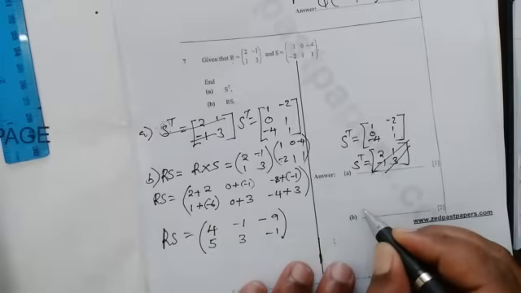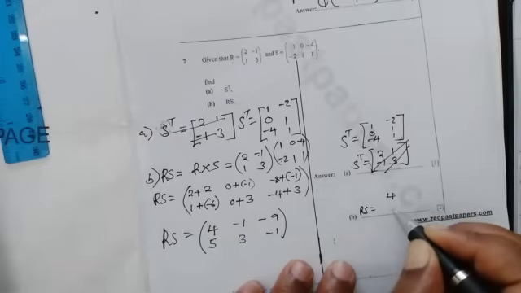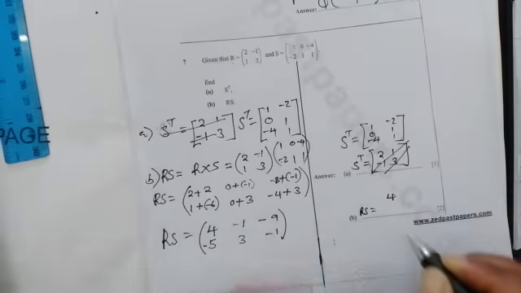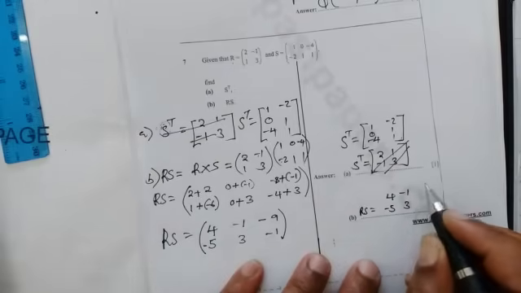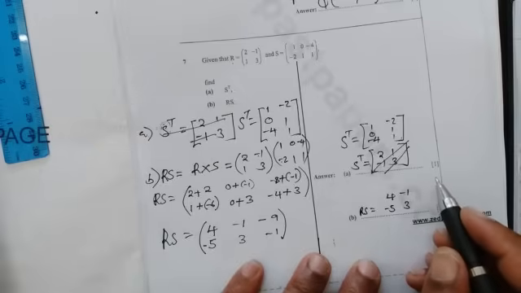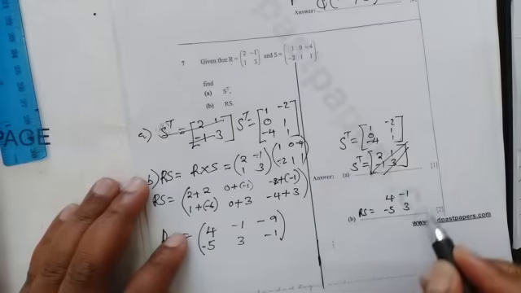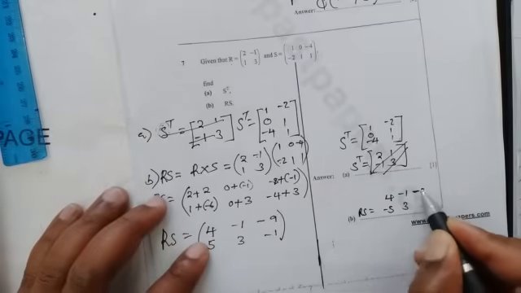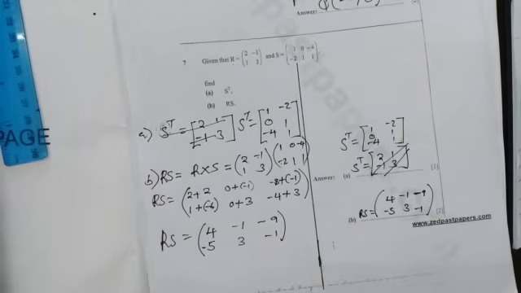So this is our answer here. So you come and write, say RS is equal to 4. Take note here, it's negative. So it's supposed to be negative 5, negative 1, 3. Okay, so this is negative 9, negative 1. Okay, that's the answer for that one.